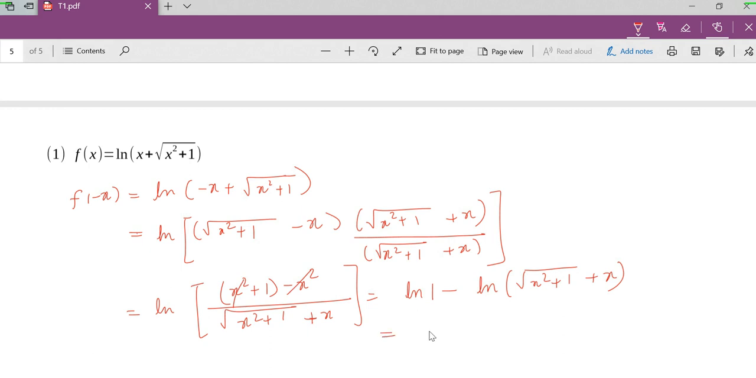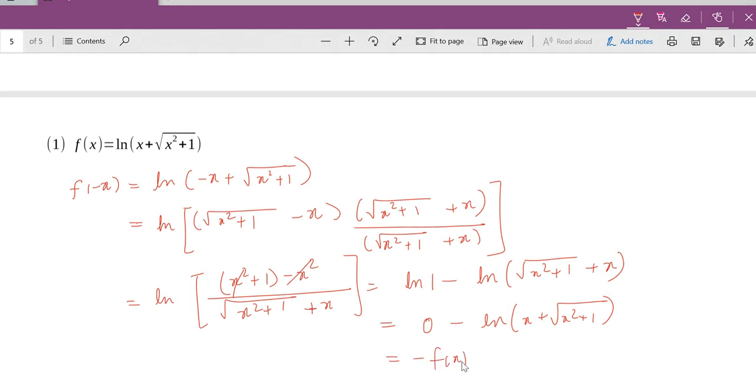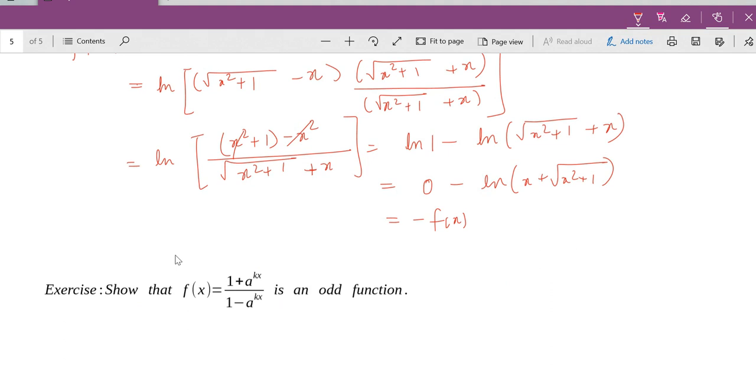Log 1 is 0. So what you end up getting is this, and what is this? This is minus of f of x. Since it was not trivial, I tried to do it, because everywhere you can use the same step to show whether your function is an even or odd function. So this is a good exercise which you can try doing, and check whether you get that this function is an odd function using exactly the same thing which we just discussed.